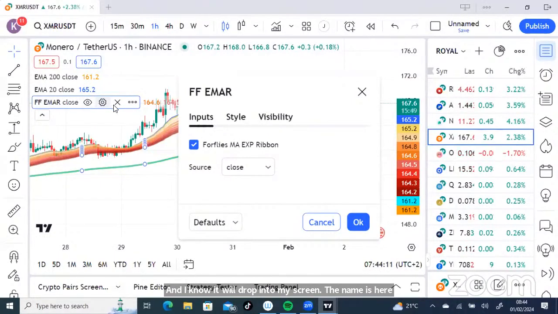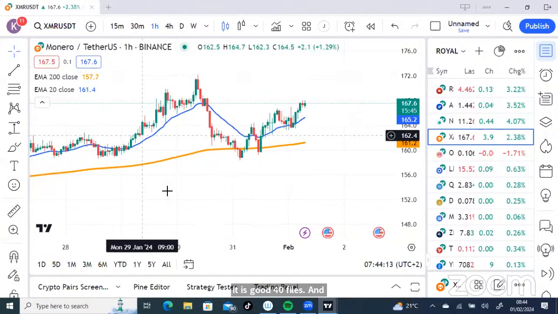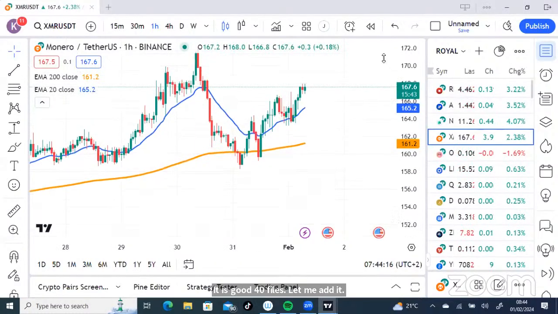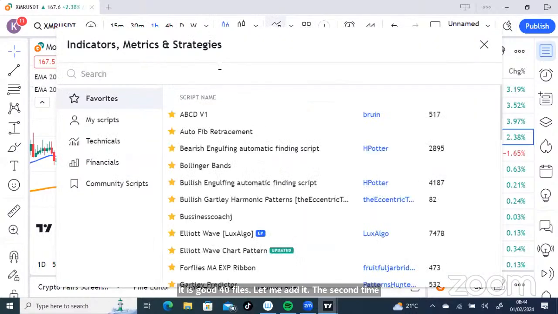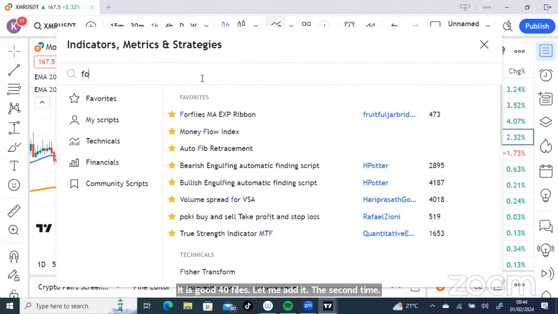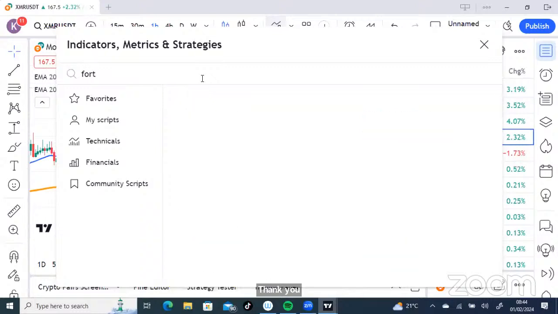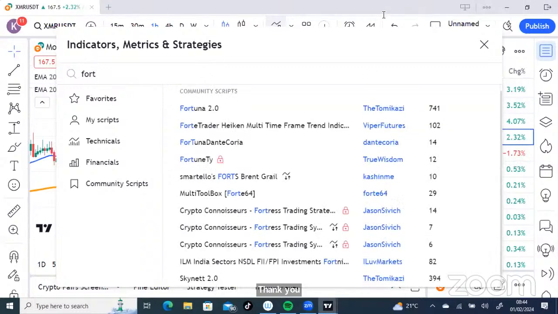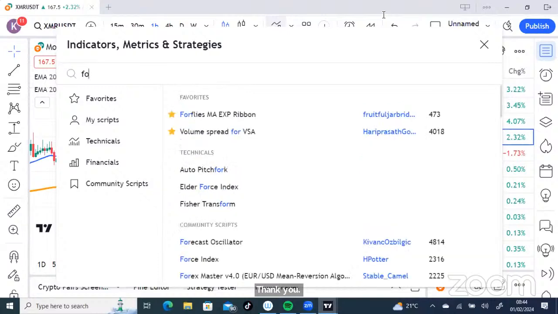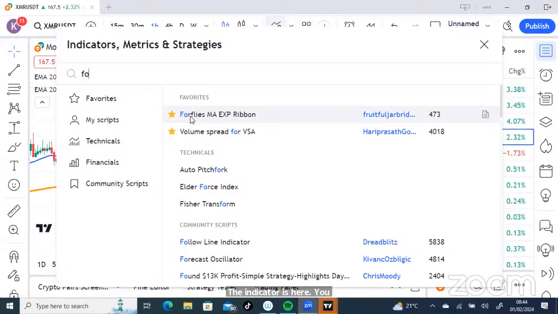It is called 4 files. Let me add it the second time. The indicator is here. It is called 4 files moving average exponential ribbon. Give me one in the chat if you have seen it, because that will be my last indicator for today.